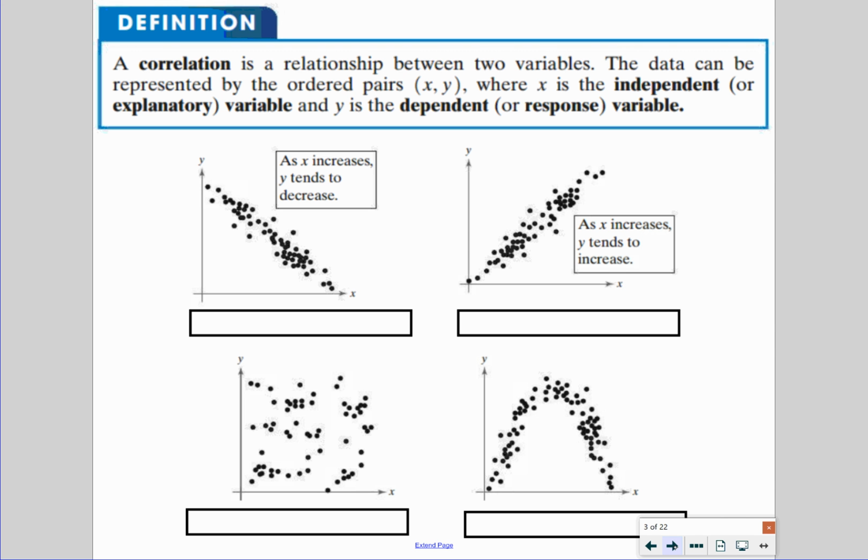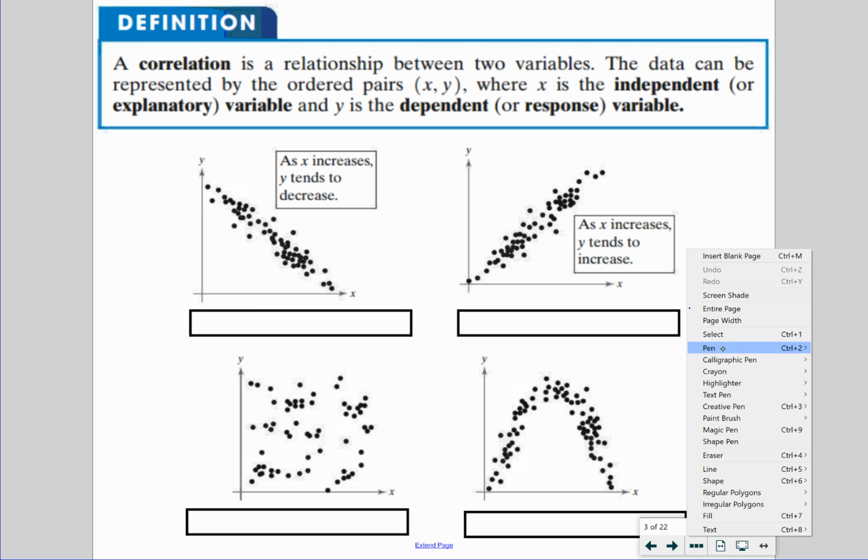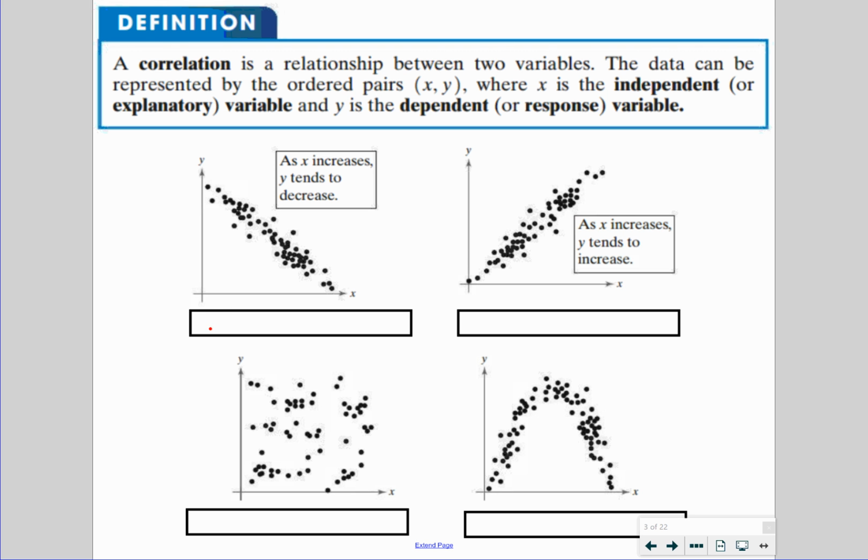So in that first one on the top left, could a line represent the general trend in that data? Yes. Okay, so it is a linear correlation, positive or negative? Yes, so it is a negative linear correlation. We're going to label it. What about the one on the top right? What type of correlation do we have? Positive, linear.